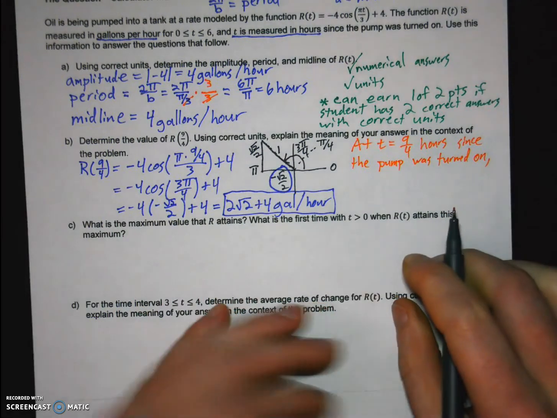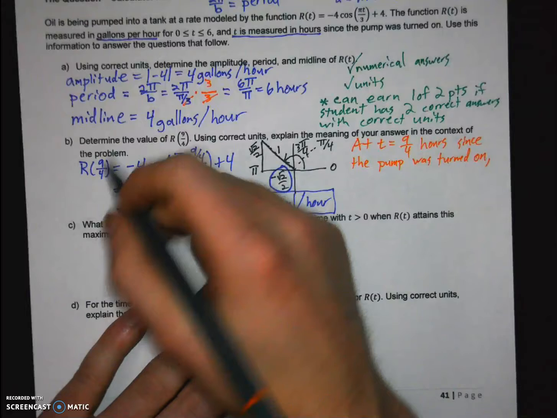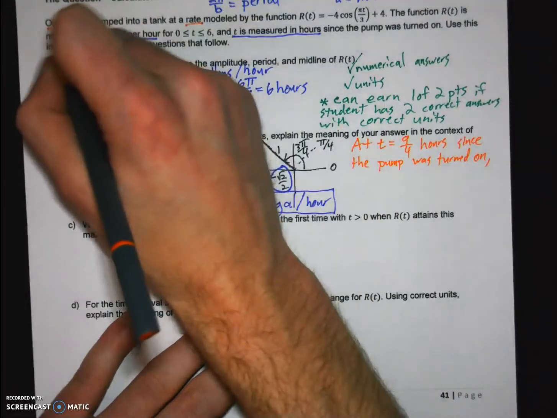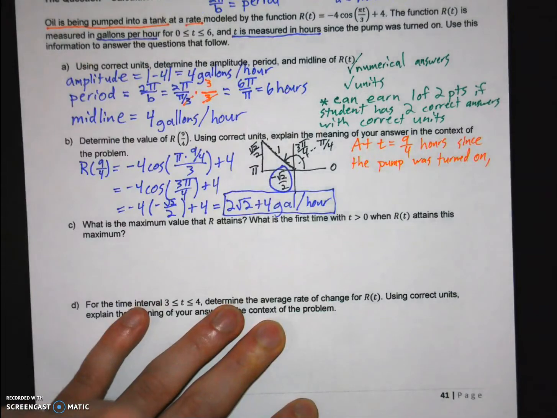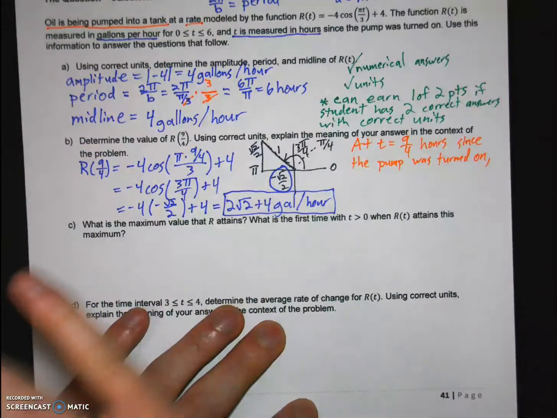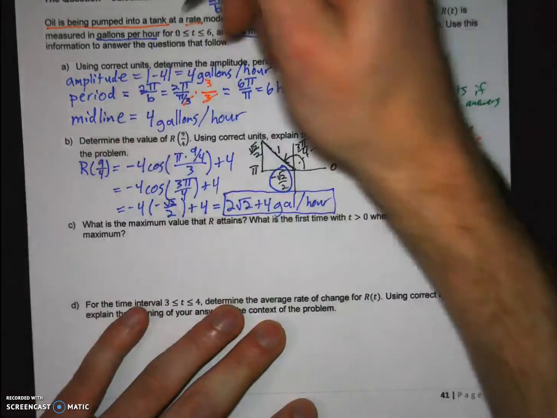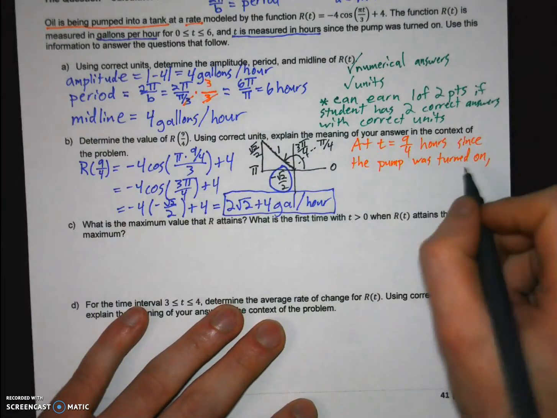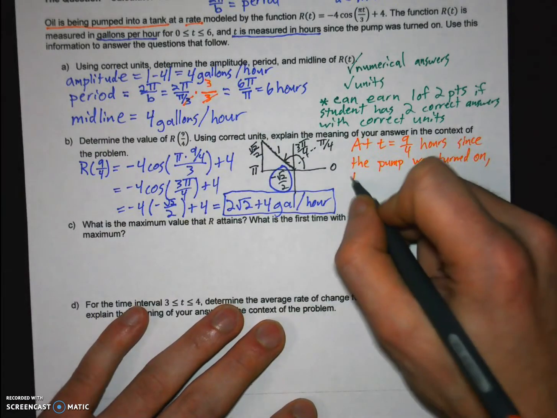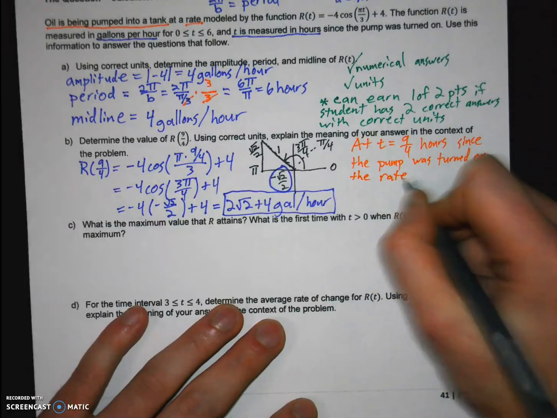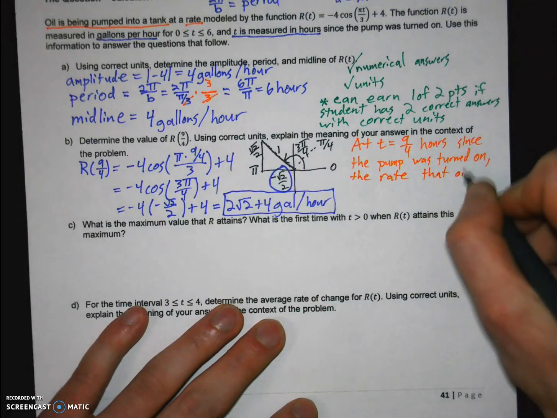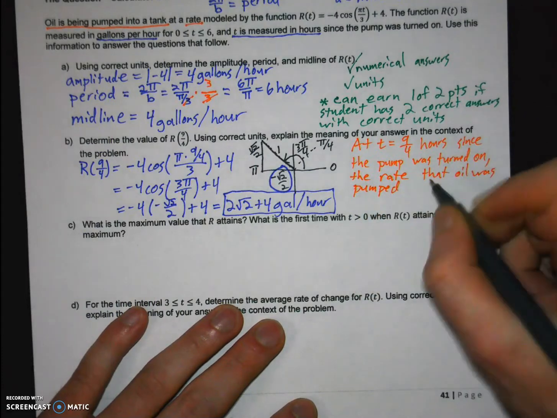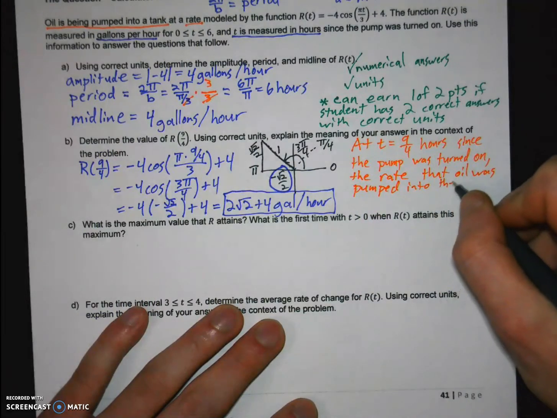All right, what's happening? Well, I know that R of t is talking about the rate that oil is being pumped into the tank. It's not just how much oil is in the tank. In fact, it isn't the amount of oil that's in the tank. It is the rate that oil is being pumped into the tank in gallons per hour. Okay, so we need to finish this off then by saying the rate that oil was pumped into the tank.